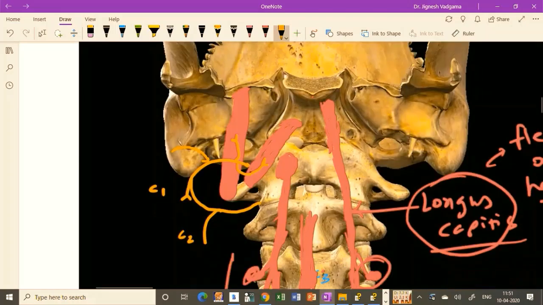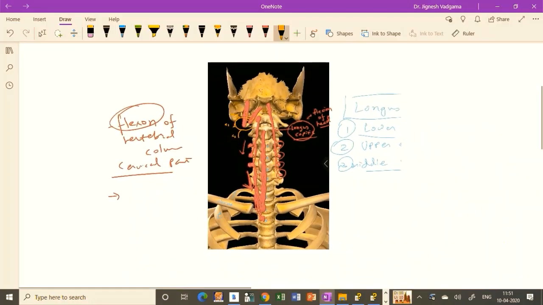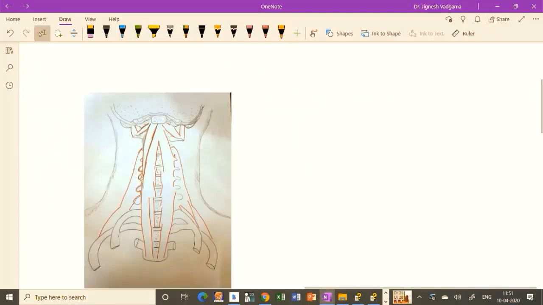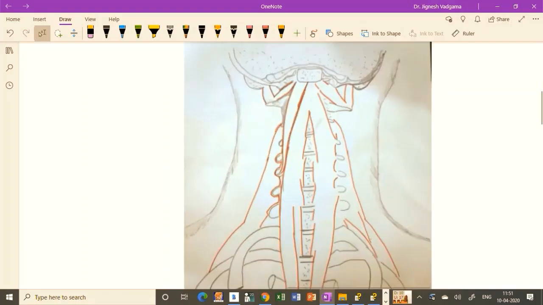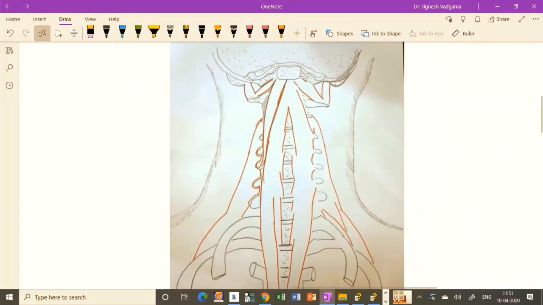Now, what should be the action of these muscles? These muscles are responsible for the flexion of the head. The same action as that of the longus capitis, these muscles are responsible for the flexion of the head. Now let's see one more figure. Okay, so let's understand this figure for the attachment of all muscles.